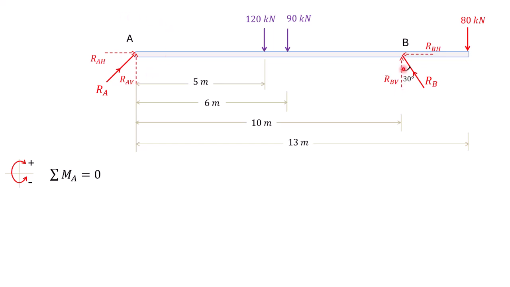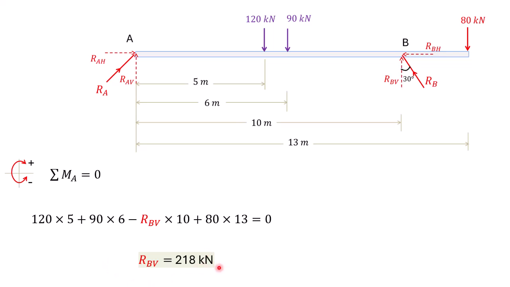Then the vertical component of reactive force Rb, which is Rbv, acts at a distance of 10 meter from point A, upward, which produces an anti-clockwise moment about point A. The 80 kilonewton force acting downward at a distance of 13 meter from point A produces a clockwise moment about point A. After solving all the steps, we get the answer 218 kilonewton, and by back substitution, we get RAV equal to 72 kilonewton.